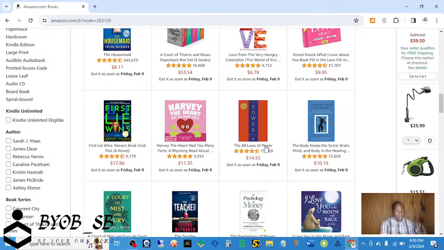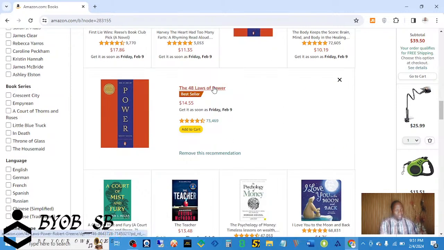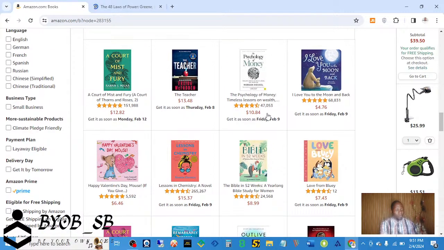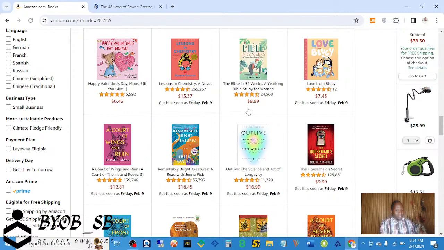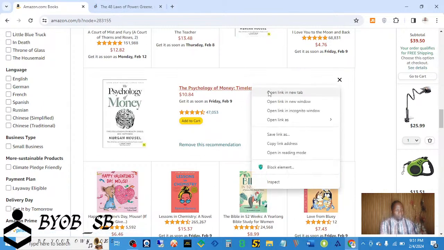I believe this particular book is The 48 Laws of Power. It's a popular book that you should have known about before. So let's click on this book to see the likely amount the author is earning via the Amazon platform. This is another book. Let's click on it to see the likely amount.